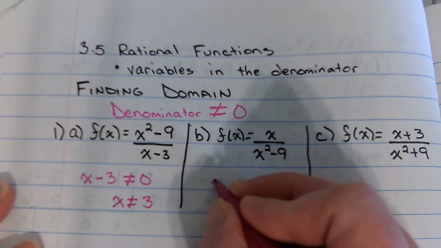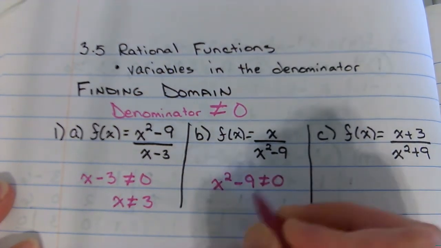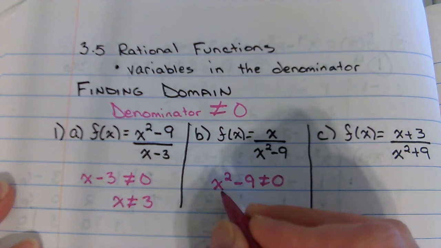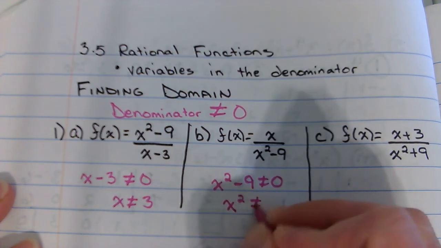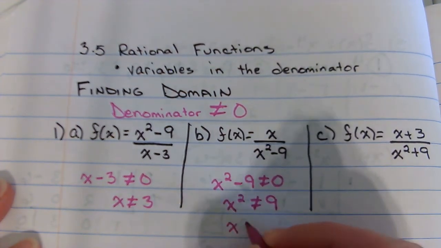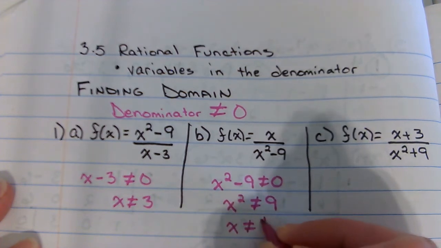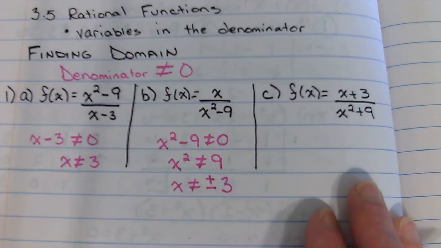Over here, we'd have x squared minus 9 cannot be 0. Now we're going to be really careful here because that's an x squared. That means there's going to be 2 answers. So when I solve and take the square root of both sides, there's going to be a plus or minus. Don't forget the plus or minus.